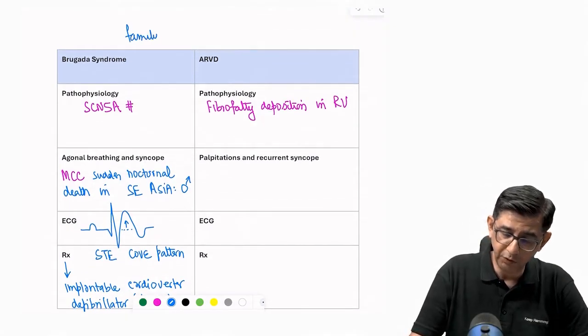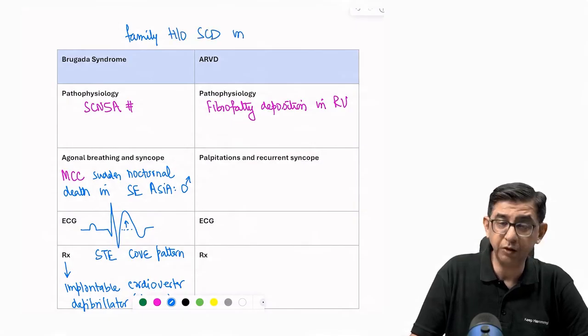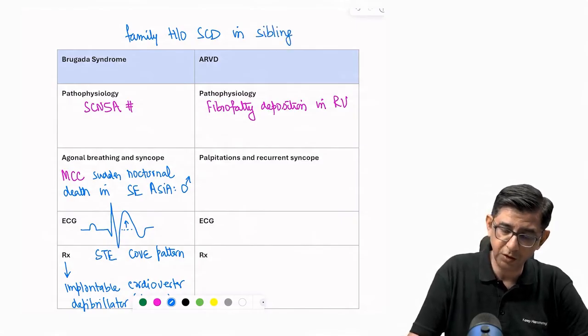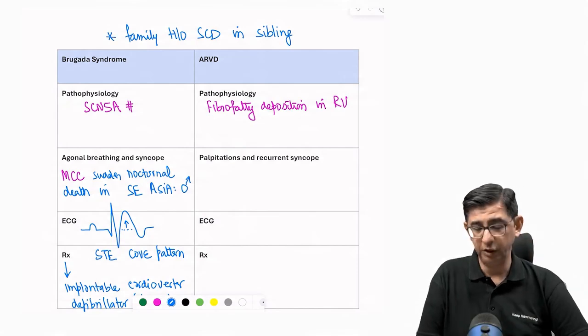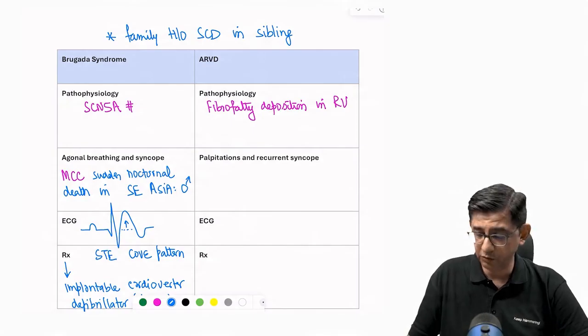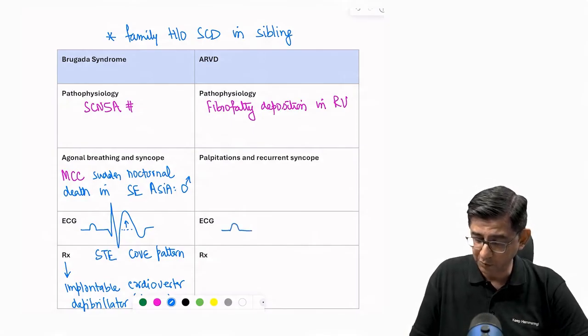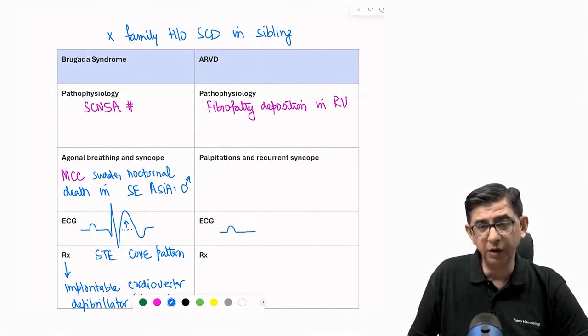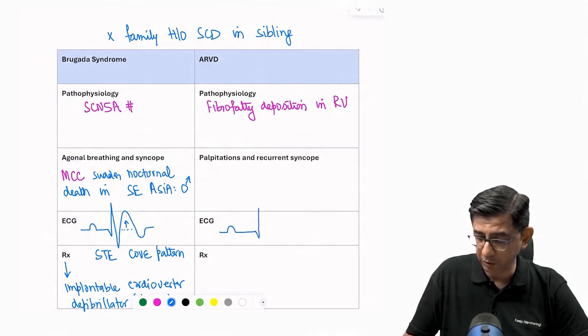In both of them, the universal data would be family history of sudden cardiac death. Family history of sudden cardiac death in a sibling, brother or sister, would be mentioned. Either it can be Brugada, or it can be ARVD. When you do the ECG of this patient, you will notice that this particular guy whose brother has arrhythmogenic right ventricular dysplasia, if family history is available, great. But even without it, I can make a diagnosis, right?